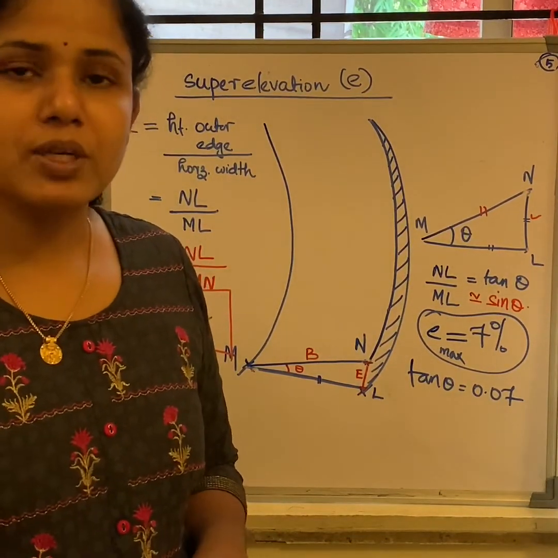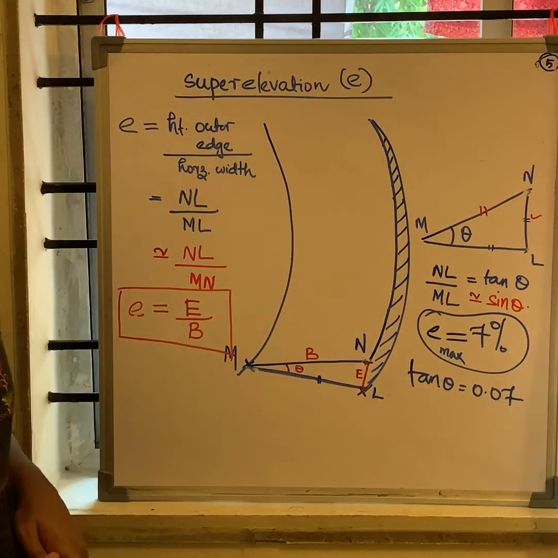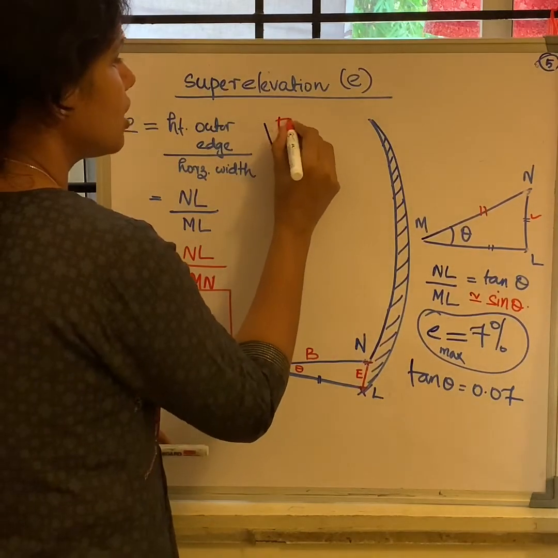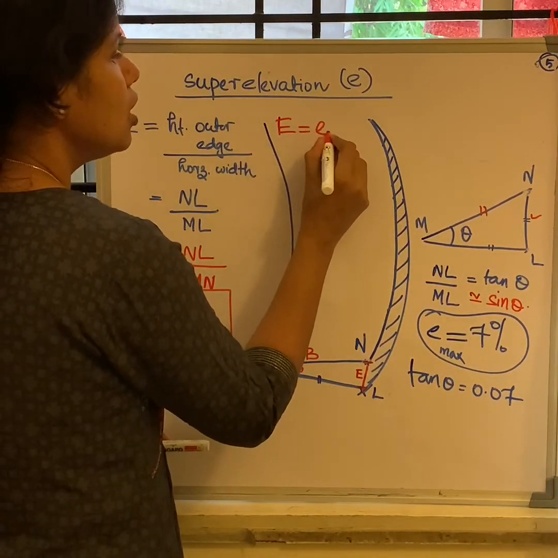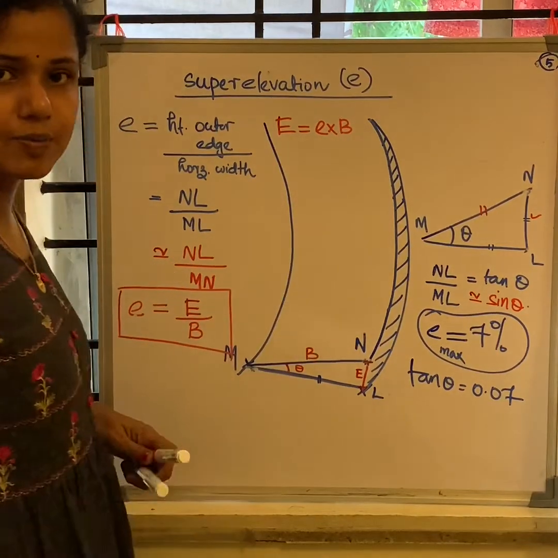In many competitive examinations, you have seen questions like how much is the height of the outer edge. You can use this equation and calculate: outer edge height is equal to the design superelevation multiplied by the width of the pavement. So you can get the answer.